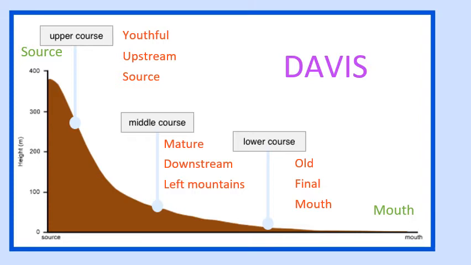We are going to see how, as the river develops from one course to the next, you will notice that not only does the river look different in each of its stages of development, but it also behaves differently. Let's see how this works.